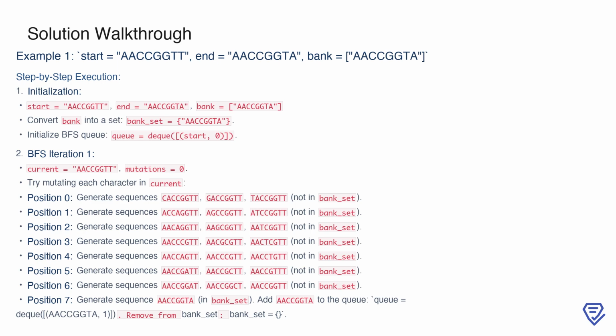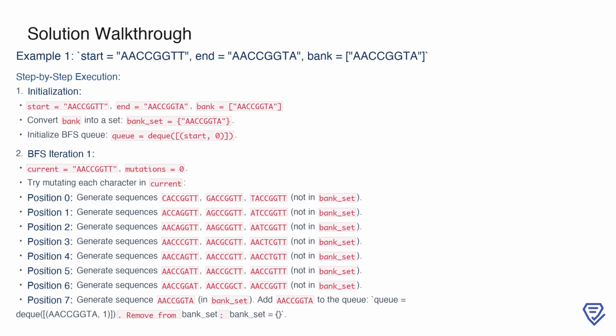First, we convert the bank into a set for quick lookups, resulting in bank_set equals AACCGGTA. Then, we initialize a BFS queue with the start sequence and a mutation count of 0, so the queue becomes DEQ AACCGGTT 0. During the first BFS iteration, we dequeue AACCGGTT and explore all possible single-character mutations by systematically replacing each position with a C, G, or T.